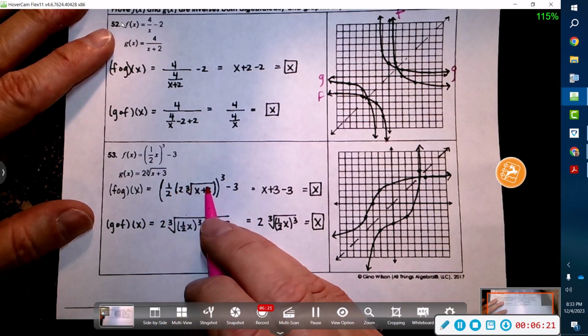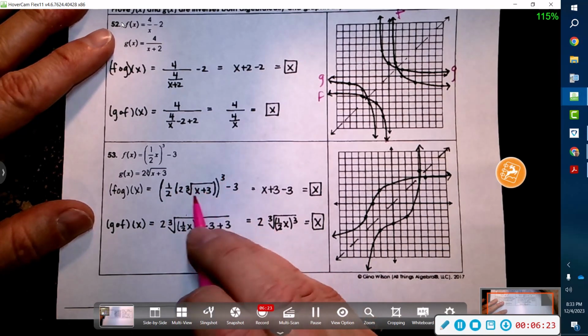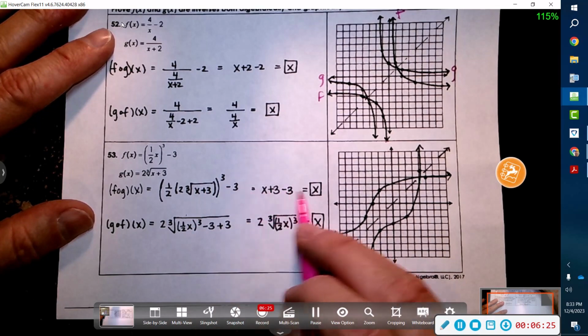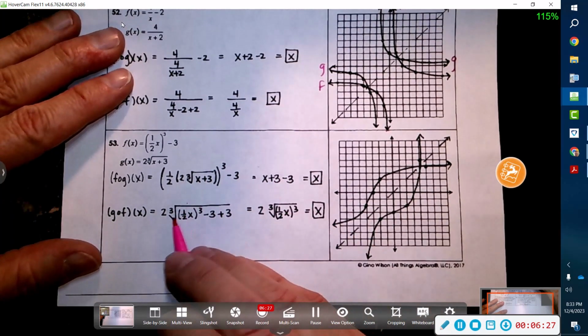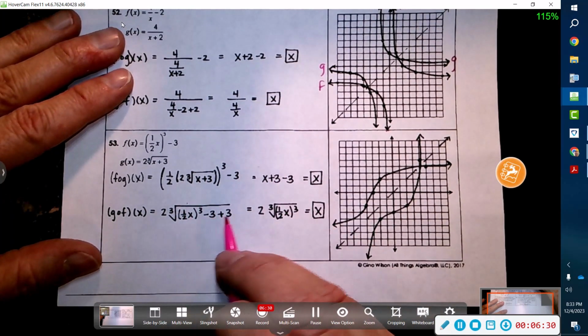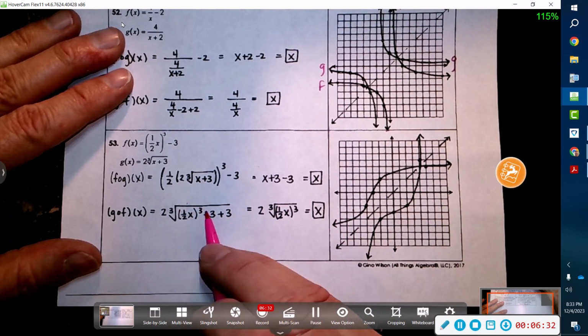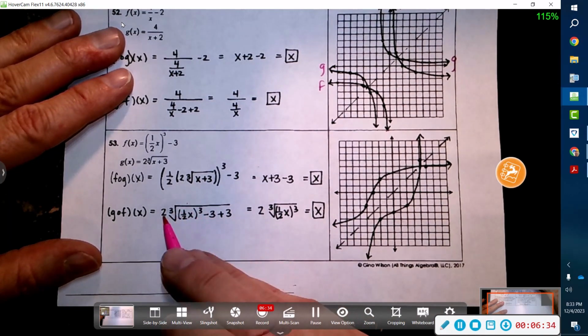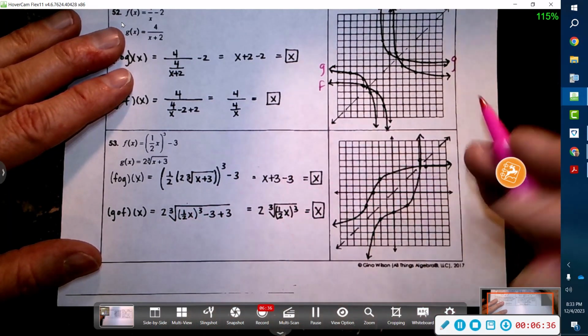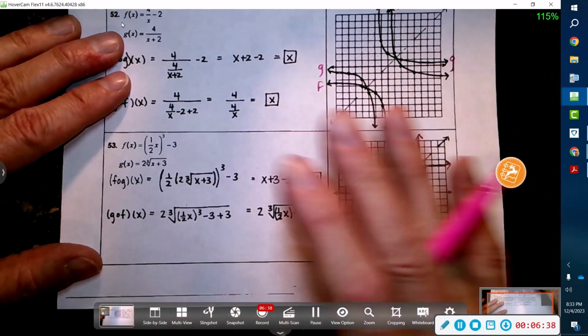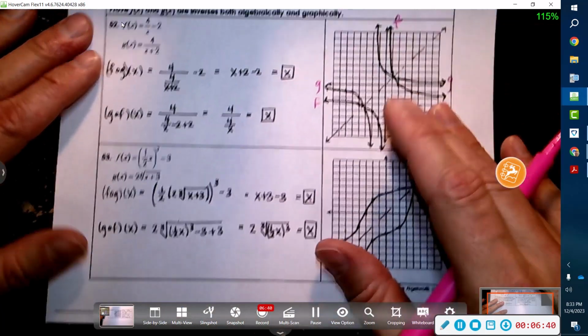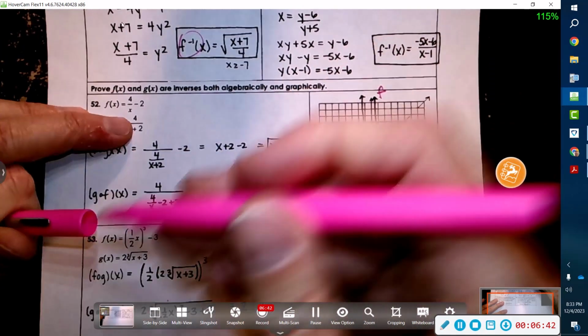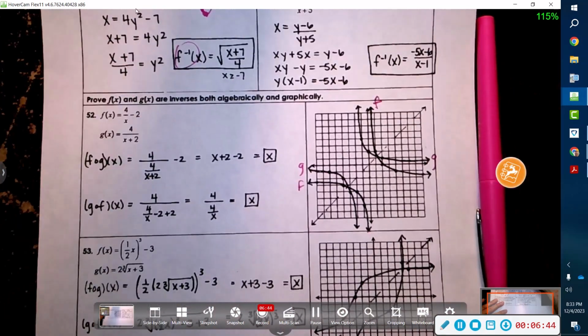The cube root gets cubed. That cancels out right there. It's perfect. It's beautiful. Also, this right here, those guys cancel out to 0. This cube root of something cubed undoes it. 2 times that, bam. Everything should flow nice and simple when you're trying to find those inverses, or prove they're inverses.